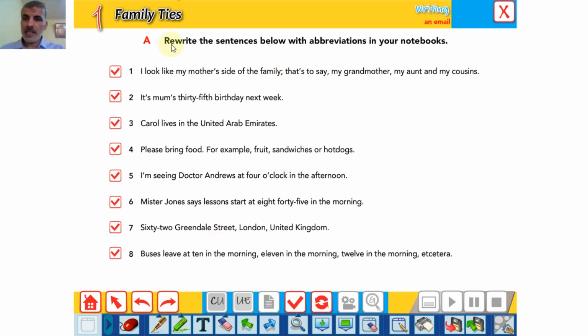Now, exercise A, rewrite the sentences below with abbreviations in your notebooks. I want to remind you again to write the answers in your notebook. Let's go with the first sentence. 1. I look like my mother's side of the family, that's to say, my grandmother, my aunt, and my cousins. So check out this one, that's to say. We can replace it with an abbreviation as we explained earlier. So look at it. That's the answer.